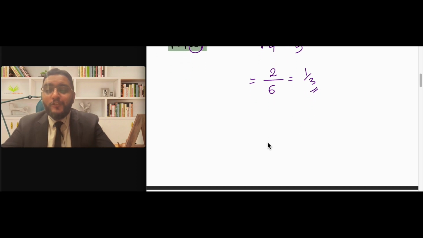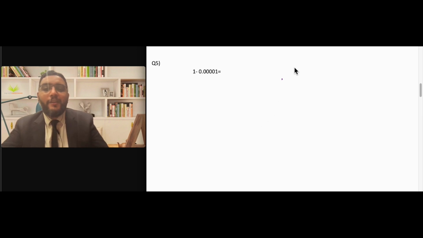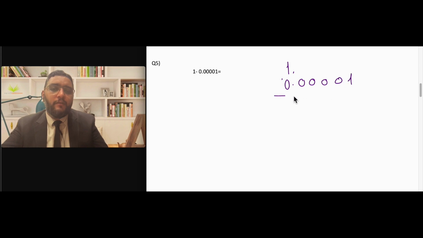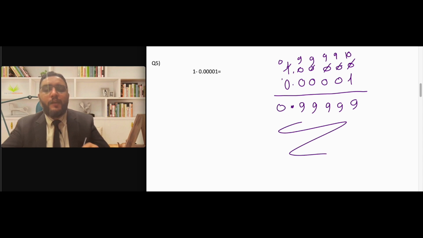Let's move to the next question. 1 minus 0.00001. So write down here 1 point, and we have 0.00001. Just put zeros here. Okay, then power 1. So this one will be 10. This is 9, this is 9, this is 9, this is 9, and the last one is 0. Write down the decimal point. 10 minus 1, which equals 9, and write down 9, 9, 9, 9. This is 0, and this is the final answer.